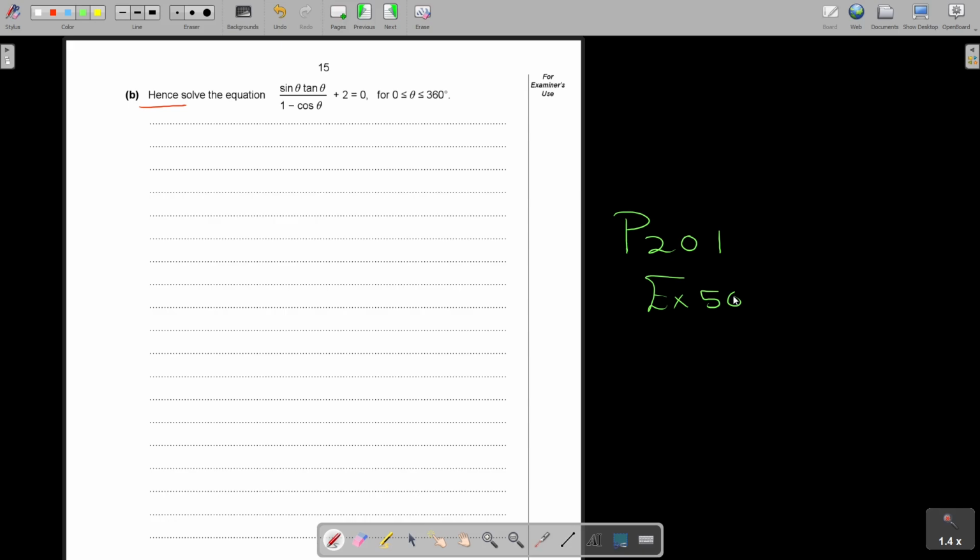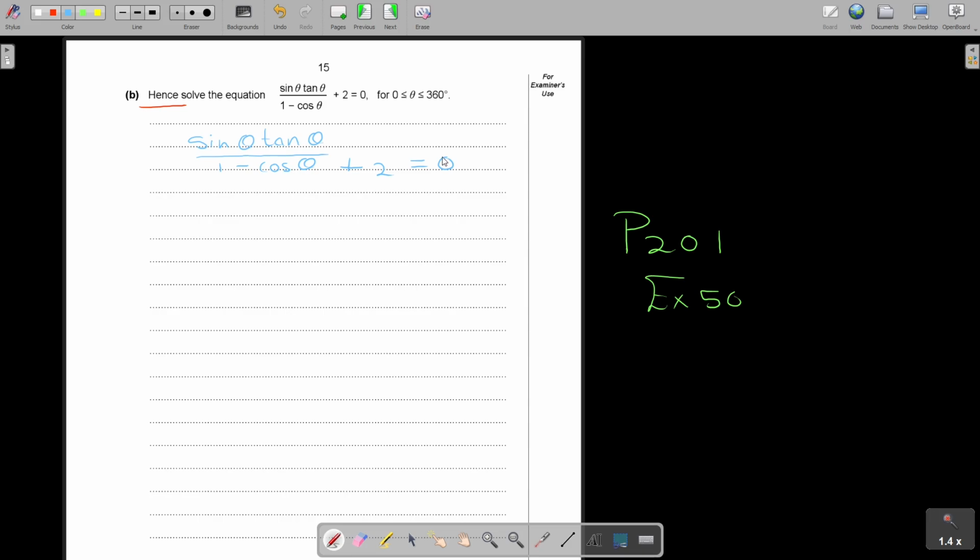Okay, so if I start, I say, okay, I start with this. I say sin theta tan theta over 1 minus cos theta, and I'm going to say plus 2 is equal to 0. Now go to the previous page.